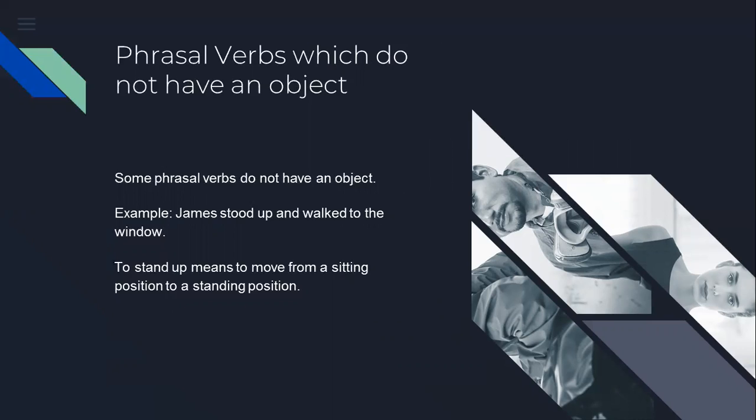As you see here, James stood up and walked to the window. So what does it mean? That the person stood up. To stand up means to move from a sitting position to a standing position. That's all. There is no object here. Just the action is denoted.